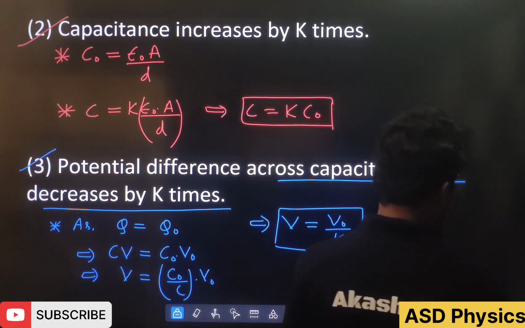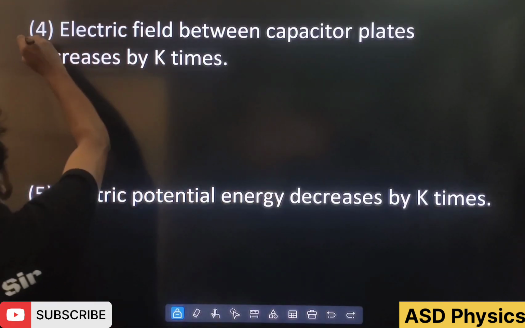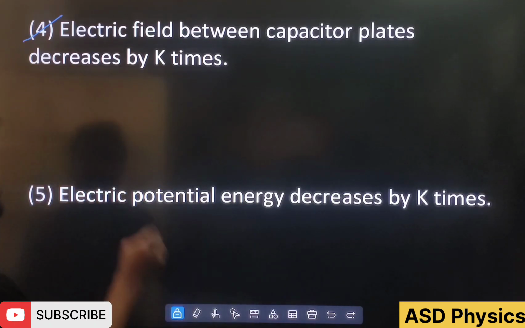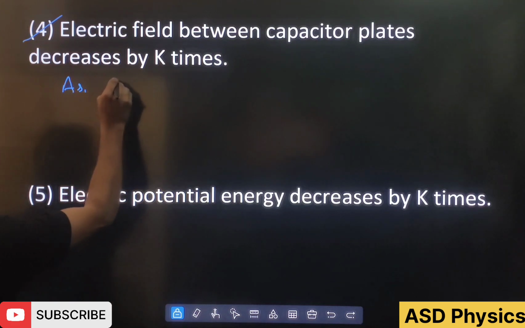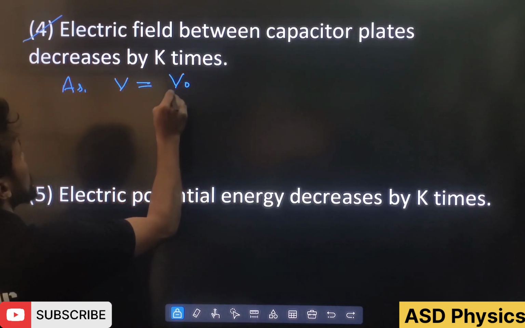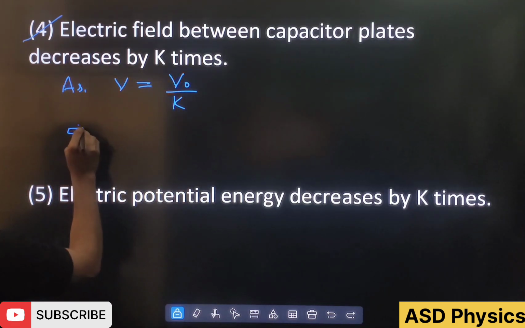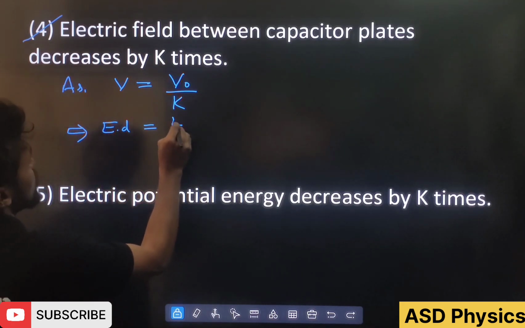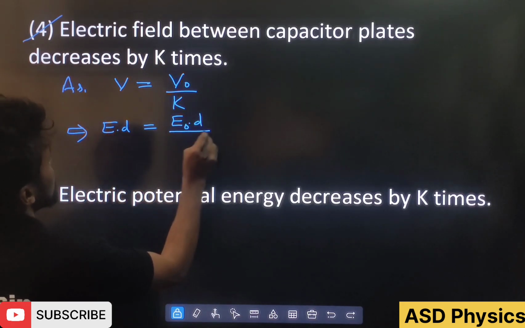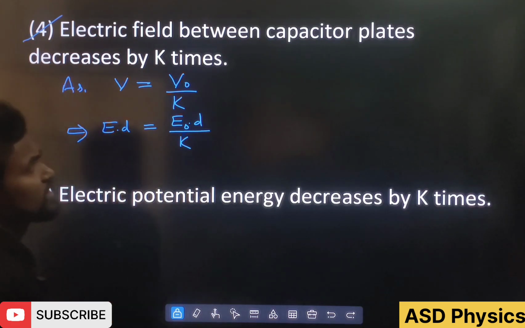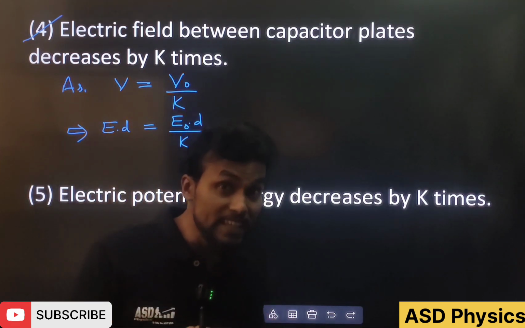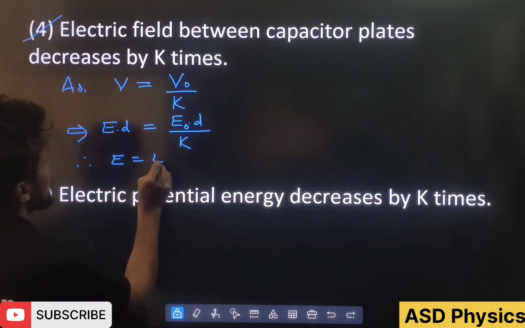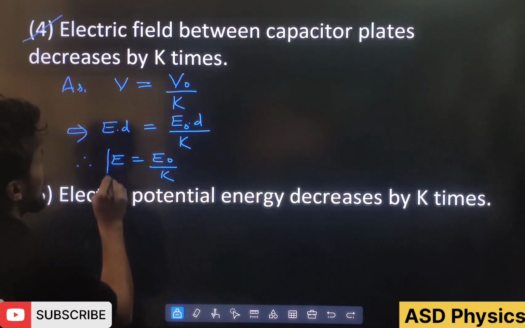Similarly, next one, let's see here. Electric field between capacitor plates also decreases by K times. How can we tell? As we know very well, V equal to V naught by K, and this V is given by electric field into D, and here also E naught into D by K. So both the sides D and D cancel. What is D? D is the distance between the capacitor plates. Hence this electric field will become E naught by K.